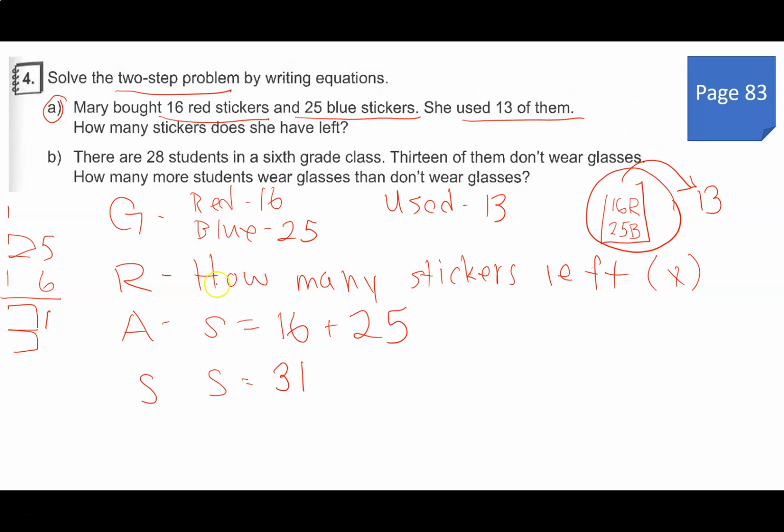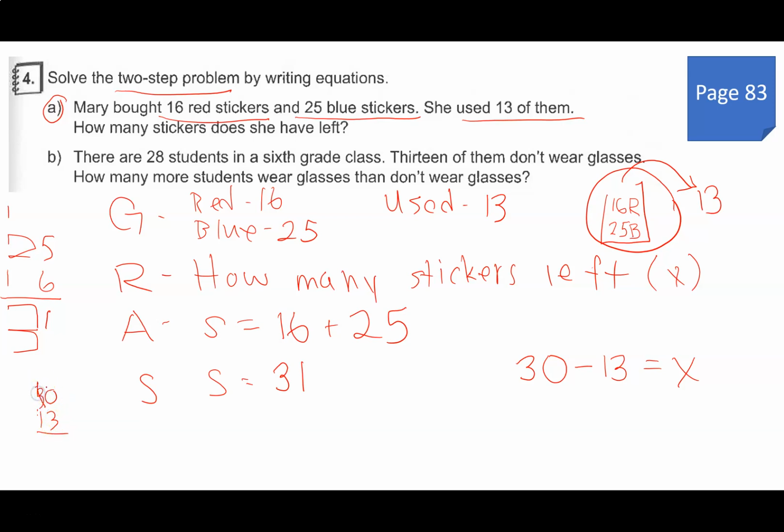Now, remember, we're required to solve for how many stickers are left. So, if we take our total minus 13, that will tell us how many are left. If we can go ahead and solve that one, we will have our final answer. 30 minus 13. We can't, if we have 0 to begin with, we can't take away 3. So we need to borrow.